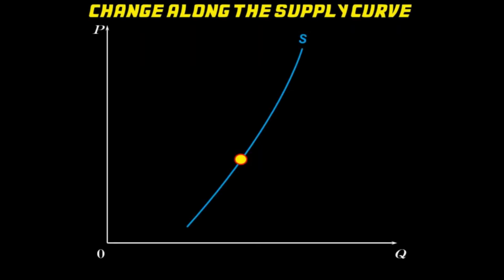With this, the quantity supplied increases in accordance to the price increase, and there is a movement along the supply curve to the right.